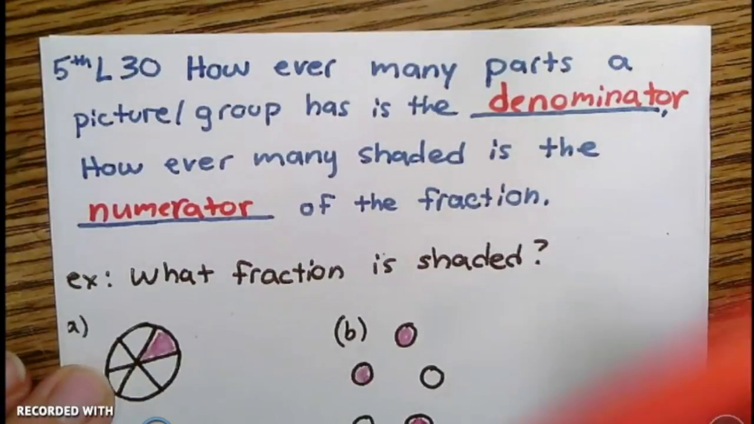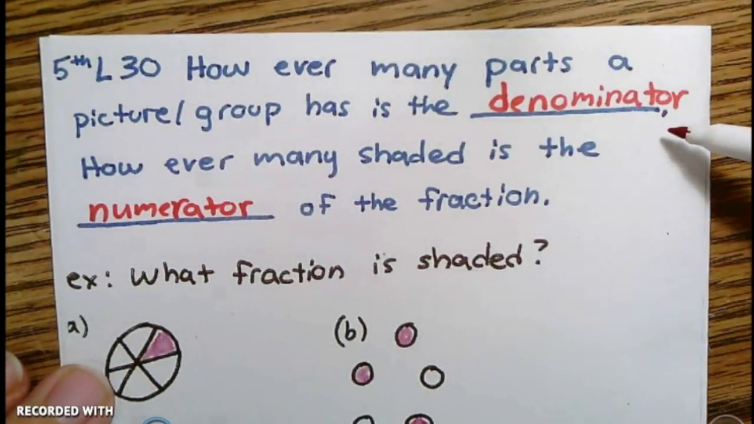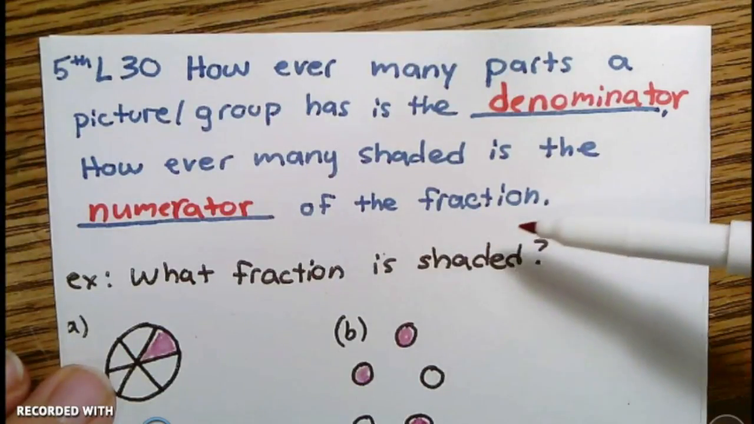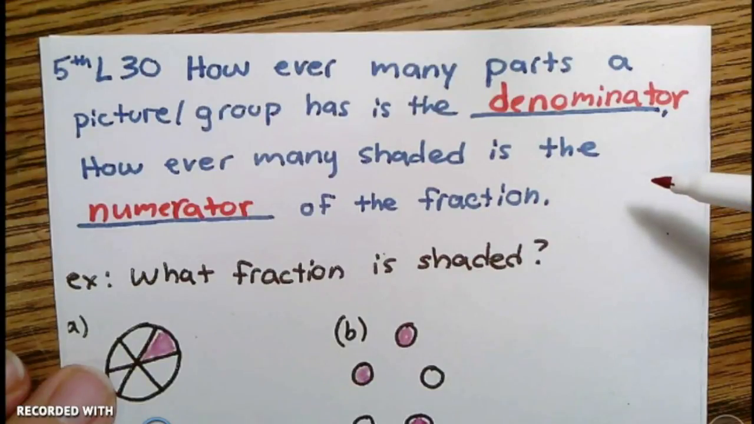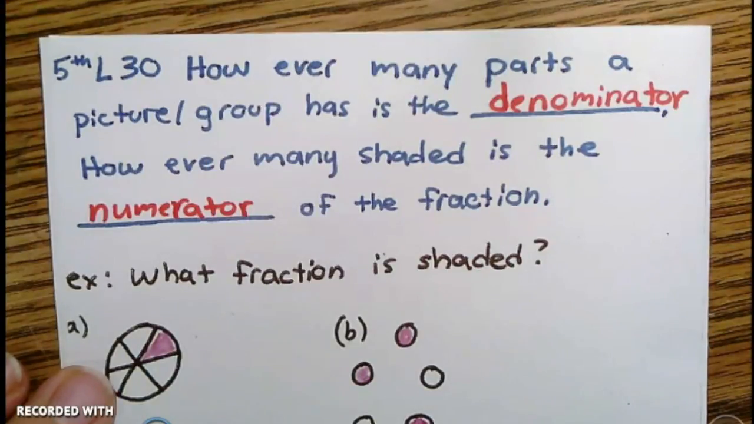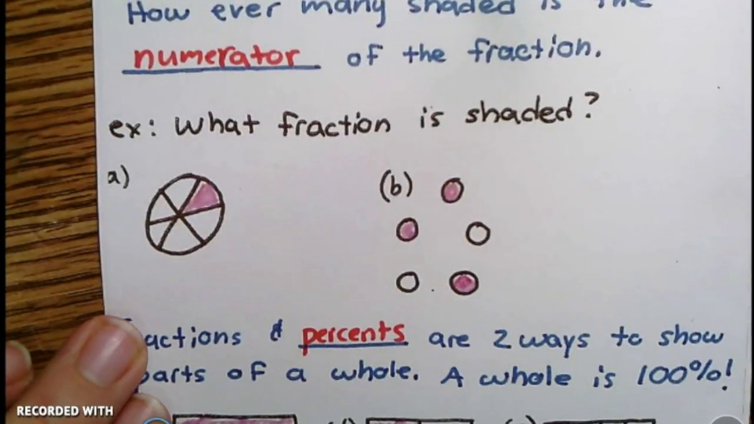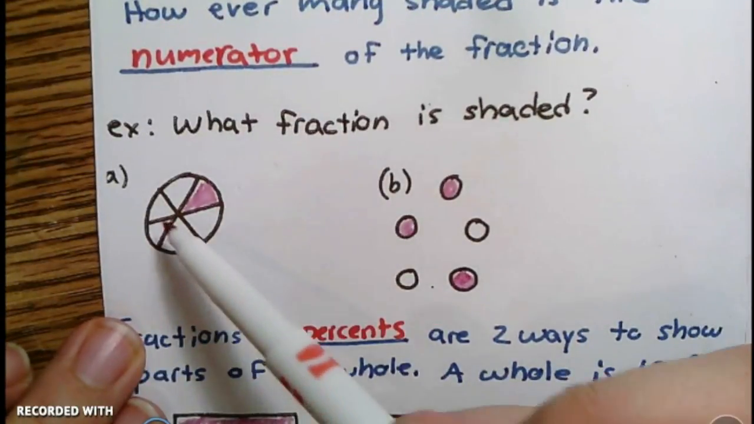Whenever you see red, make sure you write it in. However many parts a picture or group has is the denominator, and however many are shaded is the numerator of the fraction. Remember, denominator is on the bottom, numerator is on the top. So here's an example. What fraction is shaded? Well, first I'm going to count to see how many parts there are.